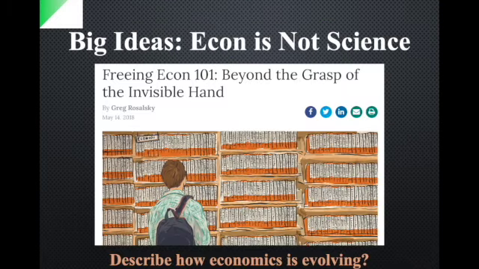So remember that economics is not a science. It's what we call a social science. And that's because we're constantly coming up with new theories, new ideas as a way of explaining the different things that are happening in our economy all around us.